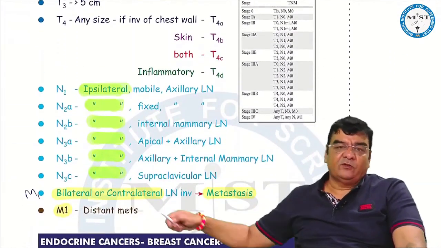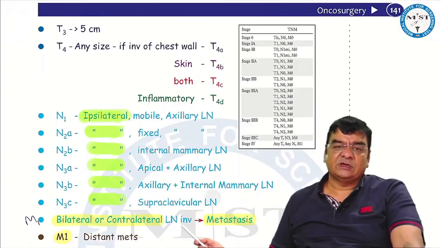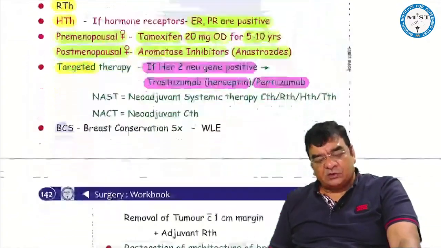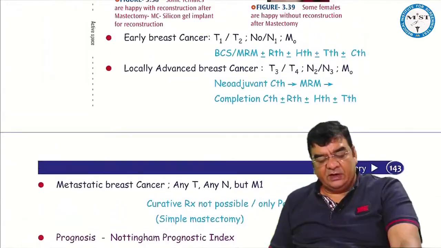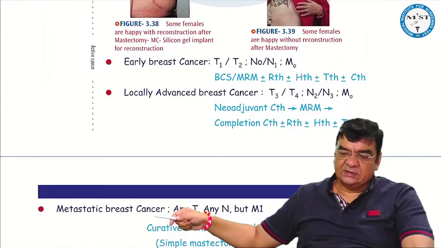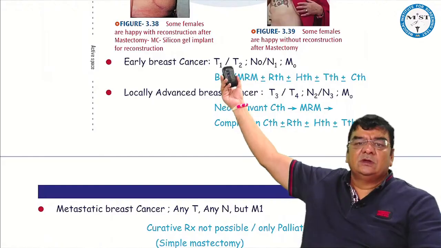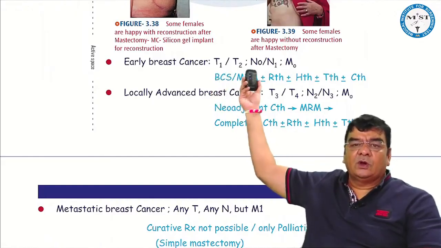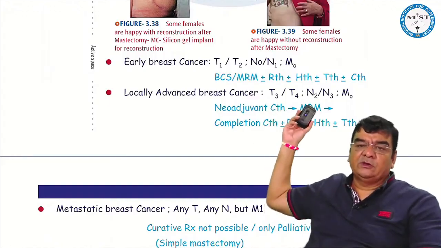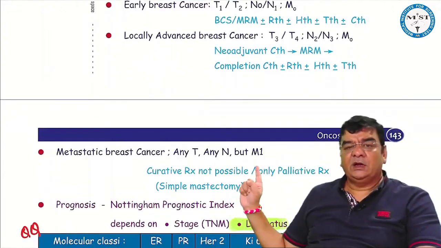Lymph node staging is done for ipsilateral lymph nodes. Bilateral or contralateral lymph node involvement in breast cancer will be metastasis, and M1 is distant metastasis. Based on this TNM, we can classify breast cancer into early breast cancer, locally advanced breast cancer, and metastatic cancer. Now, early breast cancer is T1, T2 or N0, N1, but M0. Locally advanced is T3 or T4, N2 or N3, M0. And metastatic is any T or any N, but M1.